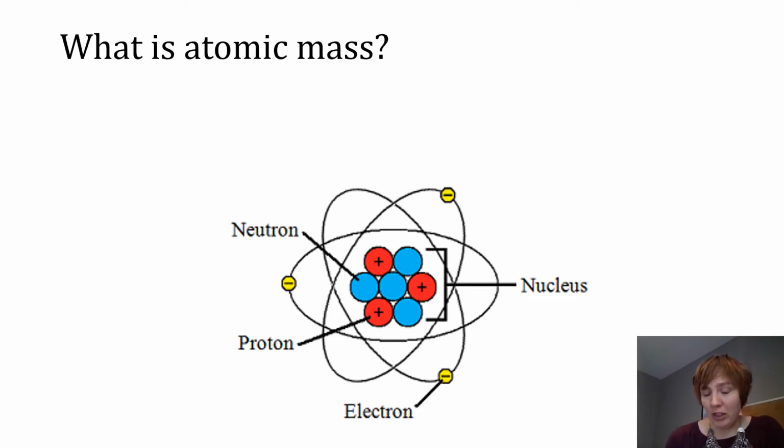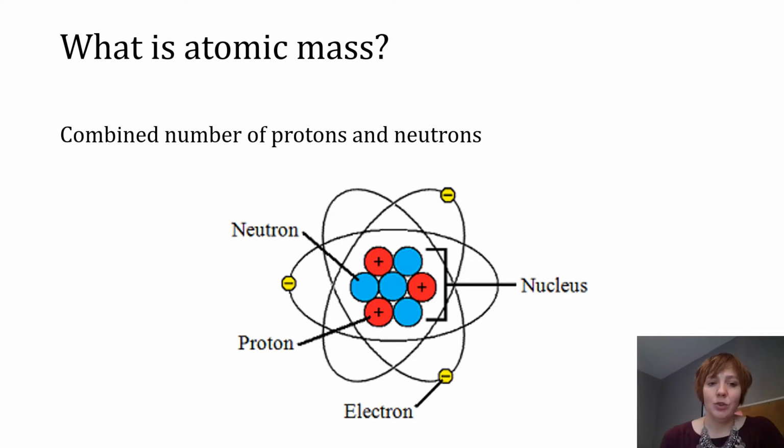Now, next question, what is atomic mass? Well, because the electrons have practically no mass, the entire atomic mass is made up from the masses of the protons and the neutrons in the nucleus. So atomic mass actually is most often used to refer to the number of protons and neutrons in the nucleus. You combine that number, you get atomic mass.